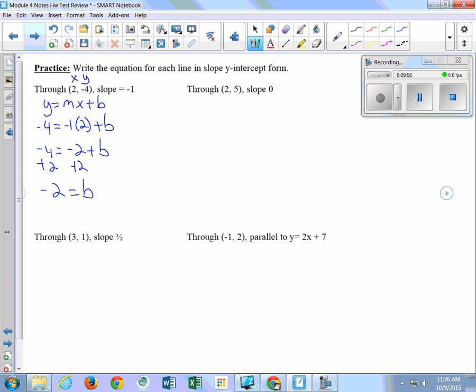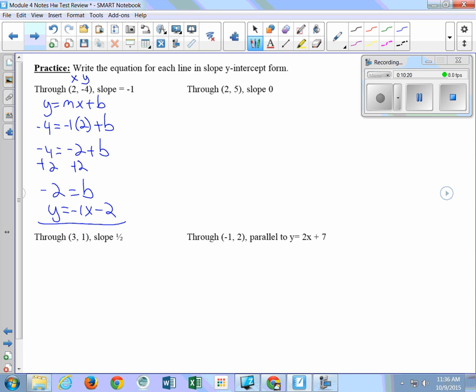So my y-intercept is b. My y-intercept is negative 2. So I can now rewrite the equation for the line that goes through (2, -4) with the slope of -1. That equation is y equals -1x minus 2.